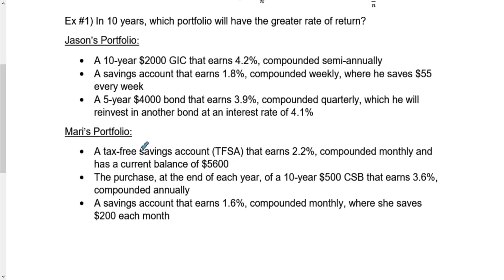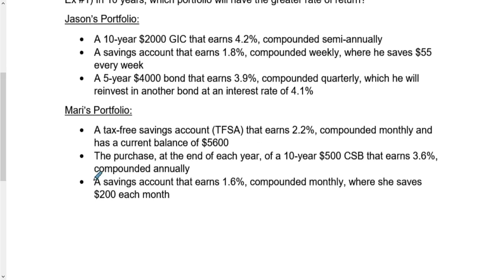Mario's has a tax-free savings account, or a TFSA, that earns 2.2% compounded monthly and a current balance of $5,600. She also purchases, at the end of each year, a 10-year $500 Canada savings bond that earns 3.6% compounded annually, and a savings account that earns 1.6% compounded monthly, where she saves $200 each month. On this page, I'm just going to calculate Jason's rate of return.